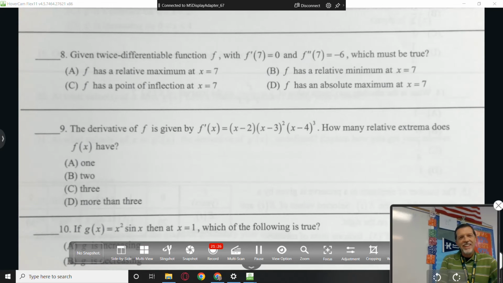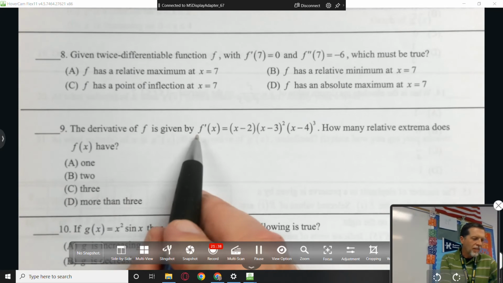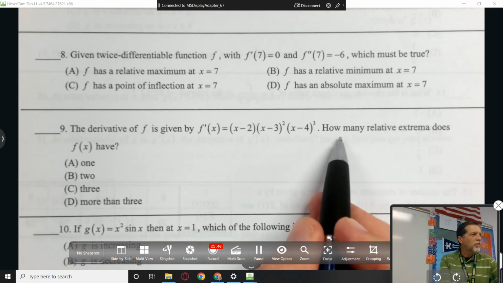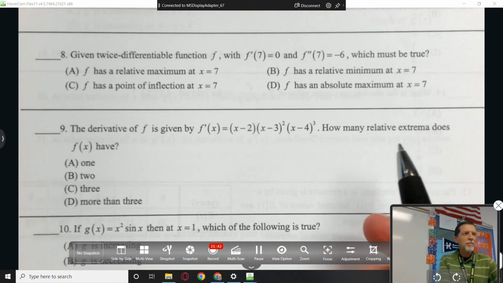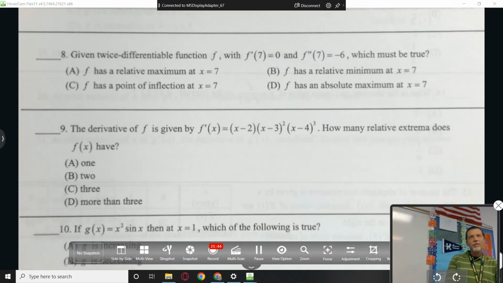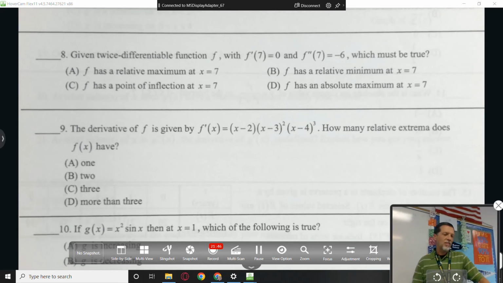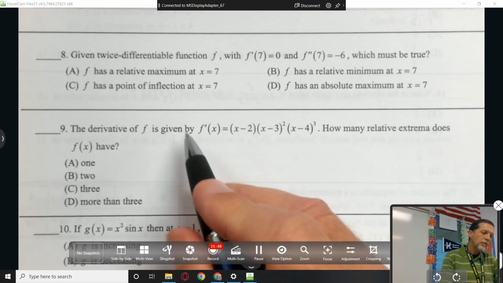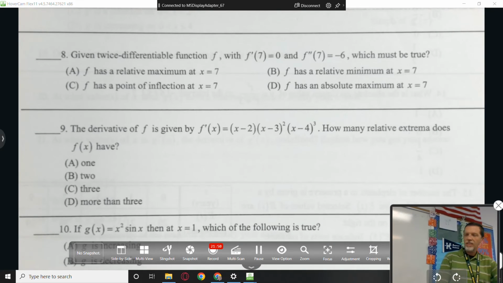Let's see. Which one? No, number 9. The derivative of f is given. How many relative extrema does it have? I think the one on the quiz gave the second derivative and asked about points of inflection. Yeah, but it's kind of the same thing. Because a point of inflection is where the second derivative changes signs. A relative extrema is where the first derivative changes signs.